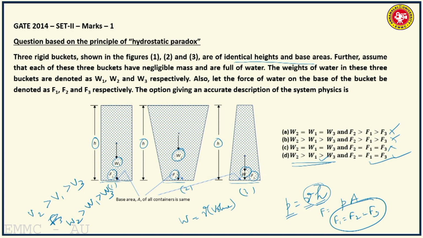So you should know how to eliminate the wrong answers. In all the 3 vessels, even though they have different weights, as they have the same column of liquid and also the same liquid, the pressure intensity at the base of the vessel is the same, and as they have the same base area, the pressure force due to the same pressure intensity will be the same. That means F2 is equal to F1 is equal to F3. Whereas the weights of water are different, with W2 greater than W1 greater than W3. So option D is the correct answer.